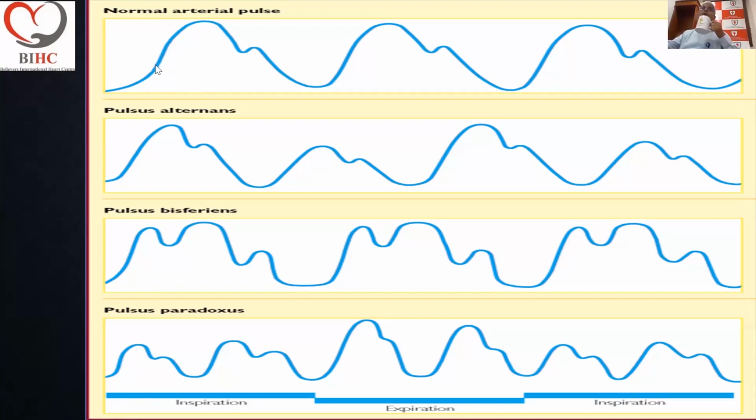Here you can find the normal pulse with its dicrotic notch and a pulsus alternans where the alternate beats have a lower volume. A pulsus bisferiens, this is the double beating pulse. The dicrotic notch is different. In systole, you have 2 beats. And a pulsus paradoxus where some beats have a lower volume, and you can see that the lower volume pulses are happening in inspiration.